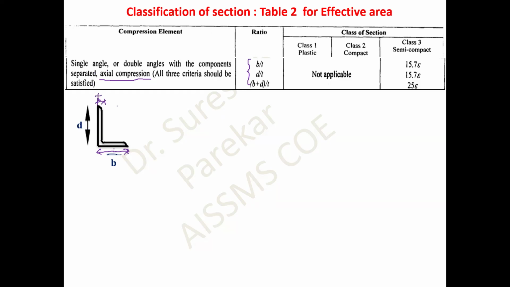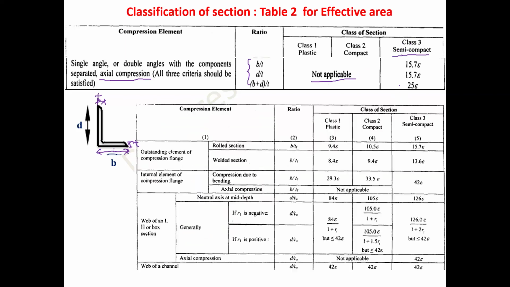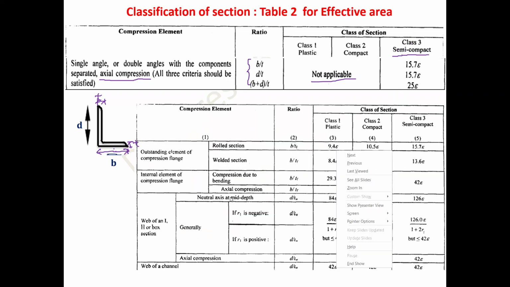So this is T. And by using these dimensions, we have to check that my class is semi-compact or not, because in this we do not have these classes. So we have only two classes, semi-compact or class 4 we have slender, but we are not going to consider slender sections. In the second we have, this is for I section, channel section, box section, and here we have two.